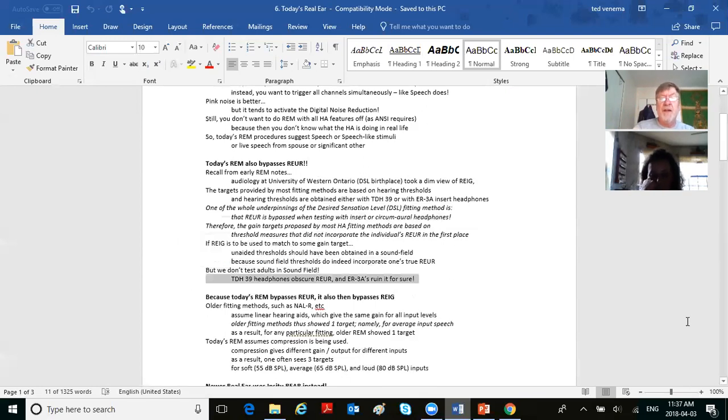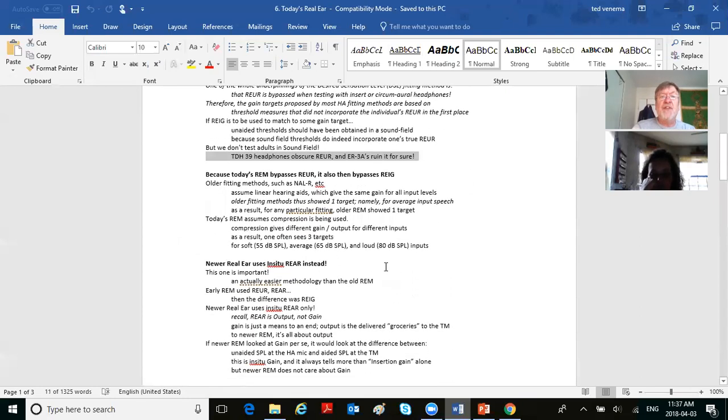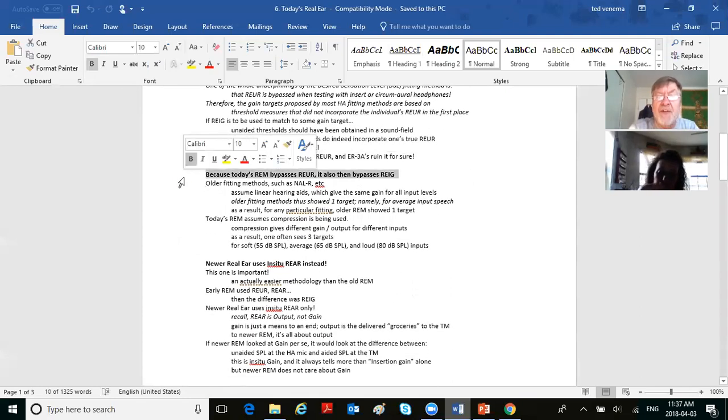So, all righty. And it says here, because today's REM bypasses real ear unaided response, it also then bypasses gain. So insertion gain is yesterday's news. So functional gain is yesterday's news. Insertion gain is yesterday's news. Now we're on chapter 3, today.